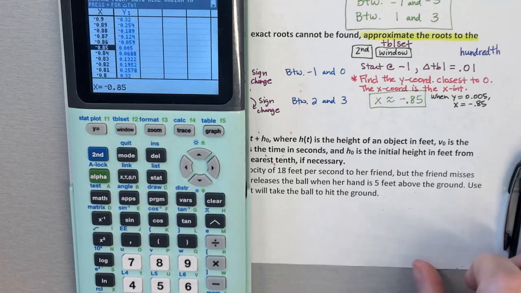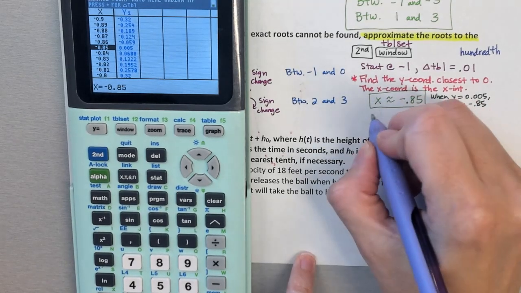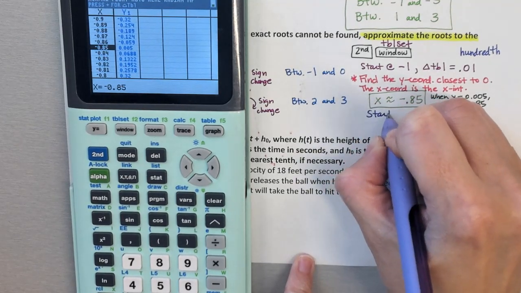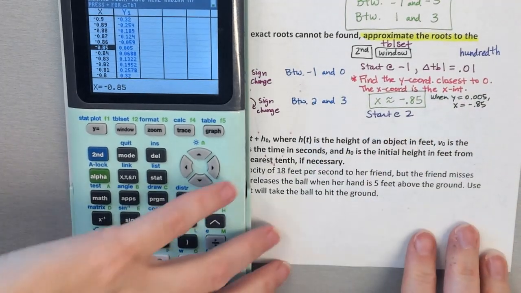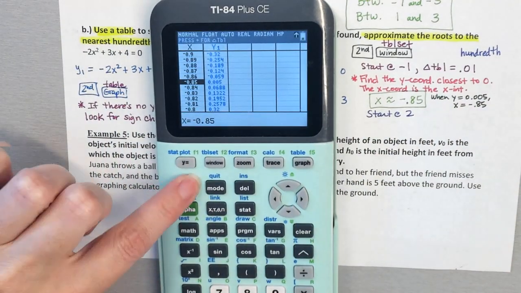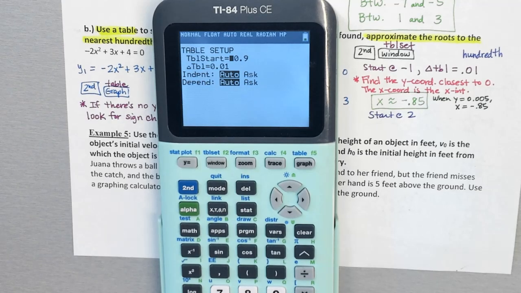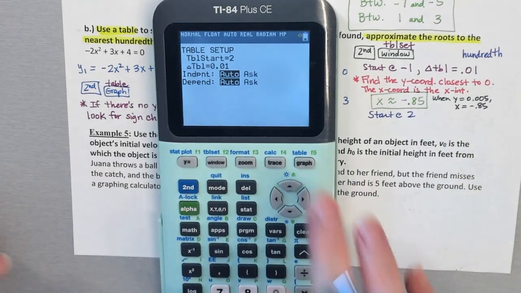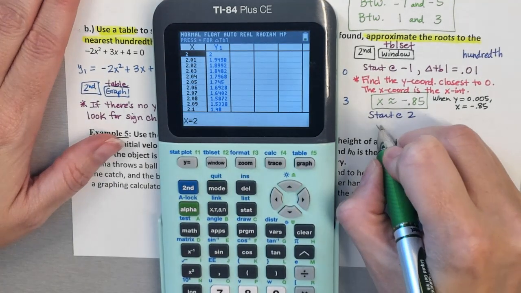Okay, and then for the second one, we know it's between 2 and 3. So where are we going to start our table? We're going to start at 2. Okay, and we're going to do the same thing where we scroll. So second table set, our table start is going to be at 2. We're still going by hundreds because that's what we're rounding by. And then we're going to scroll.